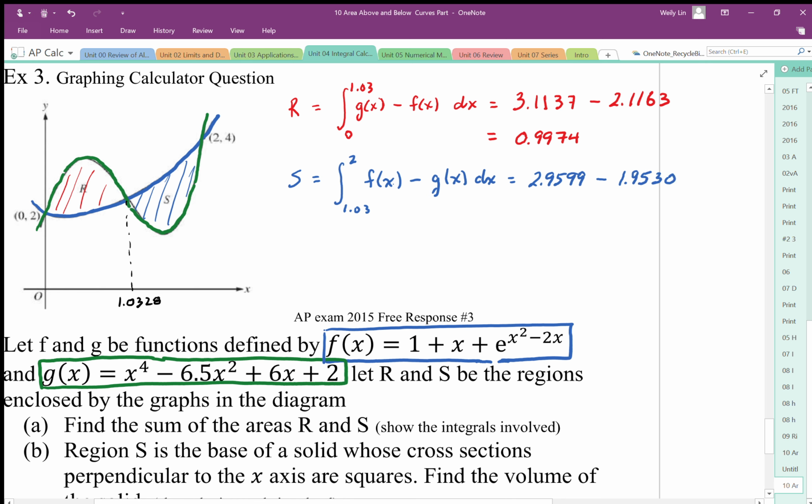and again, you might be off by a little bit depending on the rounding that you use for your boundary points. So when I subtract those, I get about 1.00. Okay, and so R plus S, the area of R and S, calculates to an area of about 2.00 units squared.